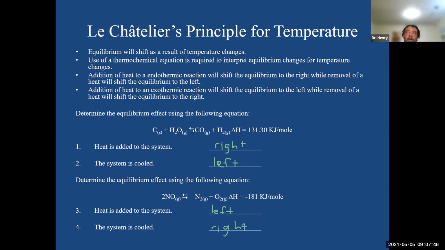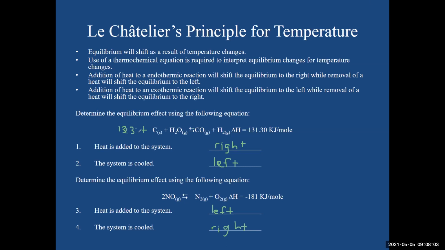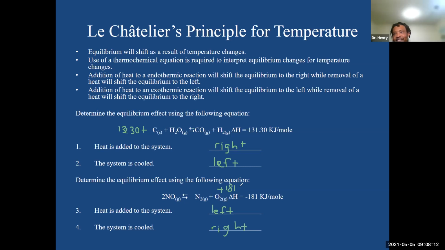Okay, so what helps me is that I always think of heat as a reactant or a product. If I know that it's positive, that means it's on this side, so I always think of my heat being over here. The negatives and positives always throw me off because I feel like they should be opposite to what they are. I have to remember it's from the perspective of the molecules themselves.